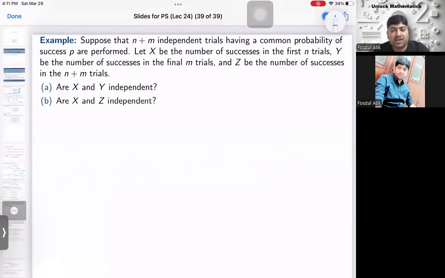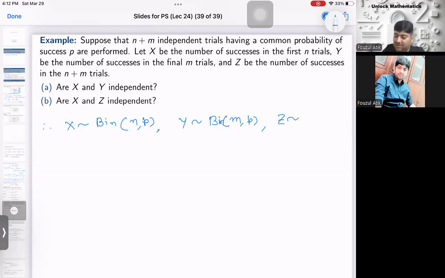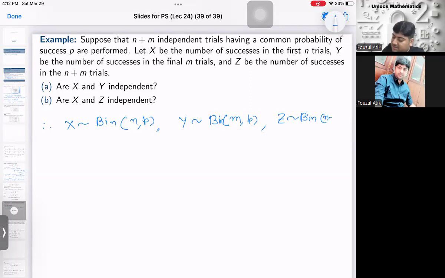So try to realize what this X is. X is the number of successes in the first n trials, where each trial has probability of success p. So is X not a binomial(n, p) random variable? So X is a binomial random variable with parameters number of trials n and probability of success p. In the same way, Y is the number of successes in the next m trials, so Y is also binomial, where the number of trials is m and the probability of success is p. And what about Z? According to this definition, Z is the number of successes in n plus m trials, so Z is also a binomial random variable with number of trials n plus m and probability of success p. So these things are given.